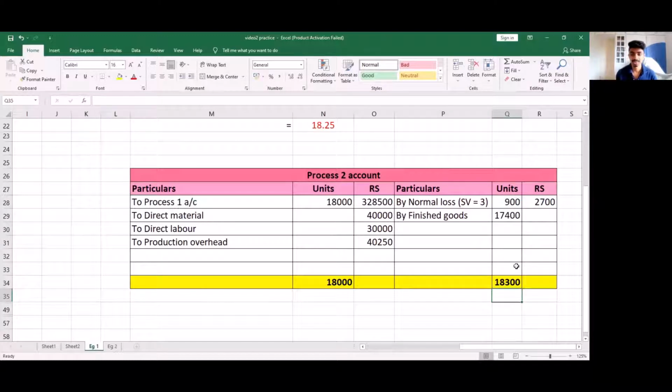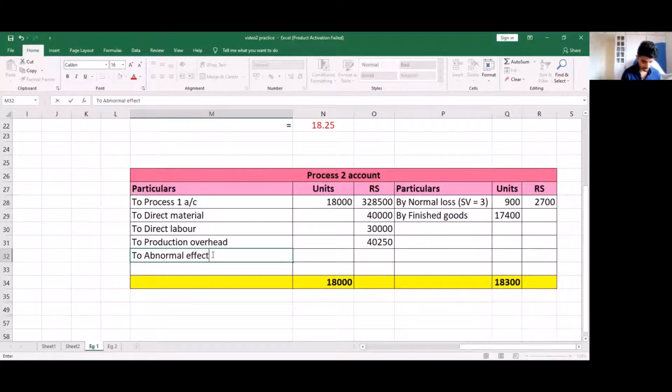This time we notice that the debit side is less than the credit side. So this means there is an abnormal gain or an abnormal effective. So this we show on the debit side. So we write "To abnormal effective", and the number of units is going to be 18,300 minus 18,000. So we get 300, the difference between both.